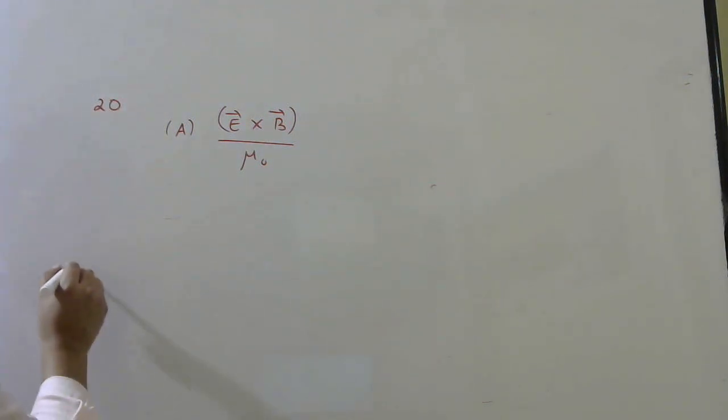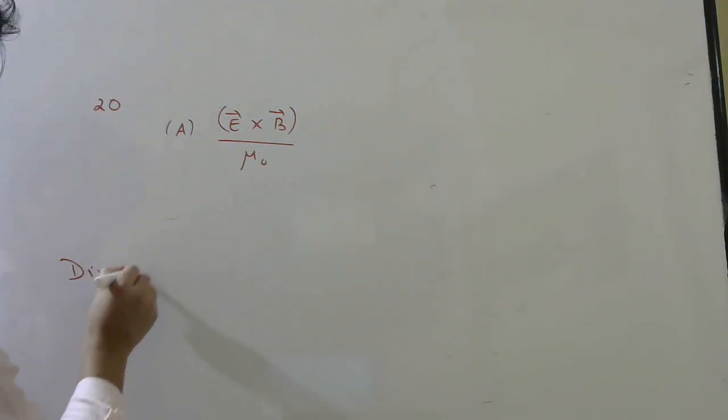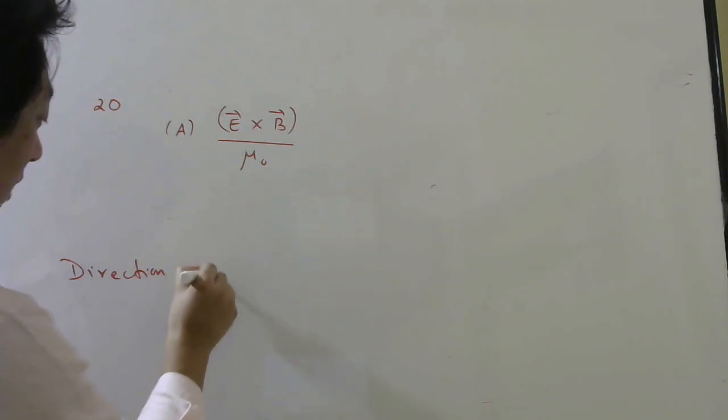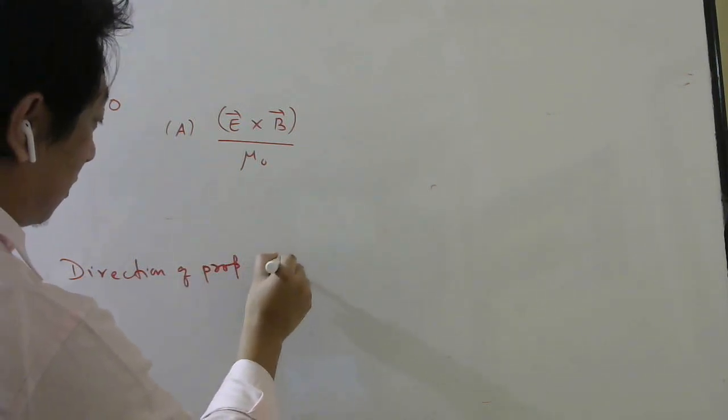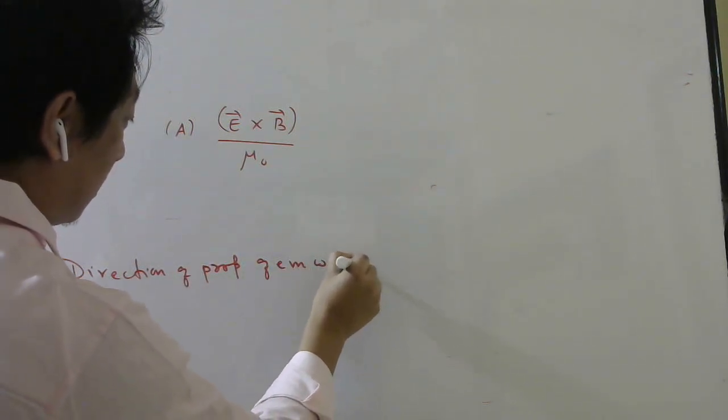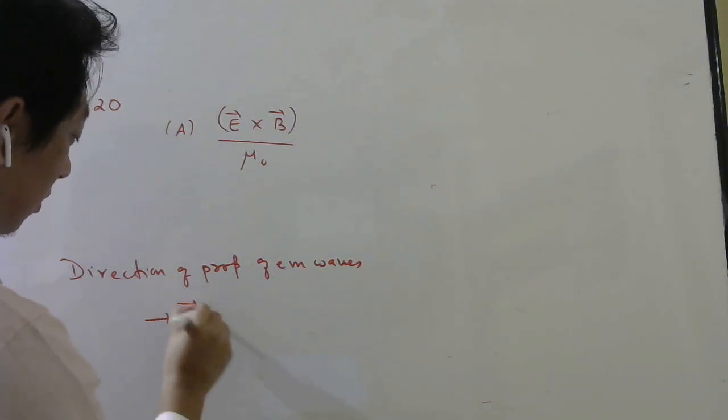We all know the direction of propagation of an EM wave is always along E cross B.